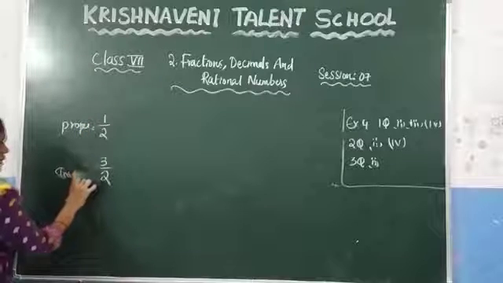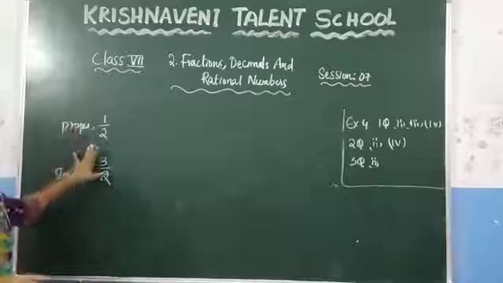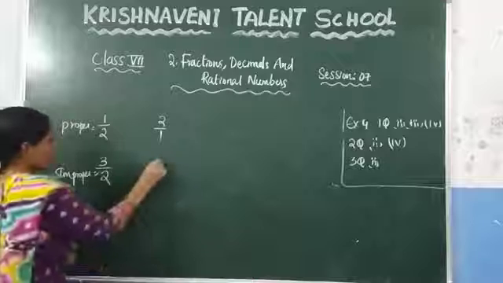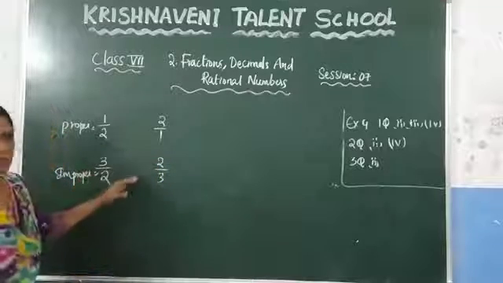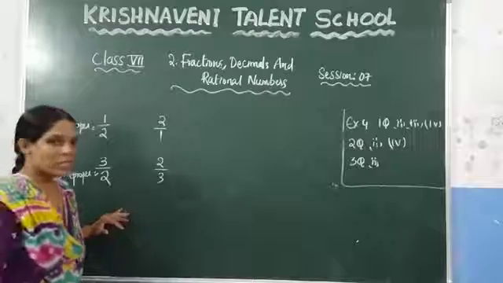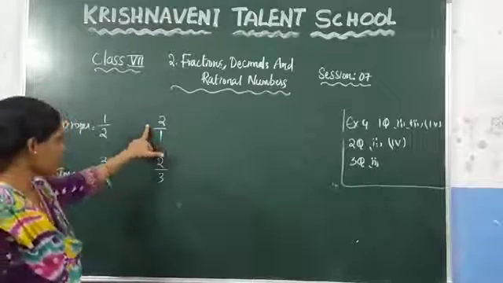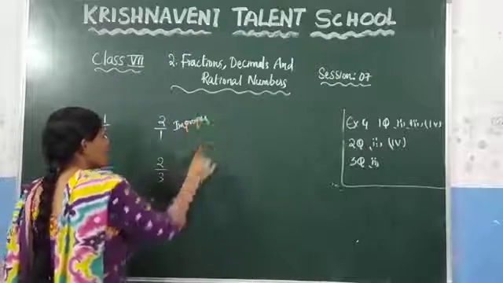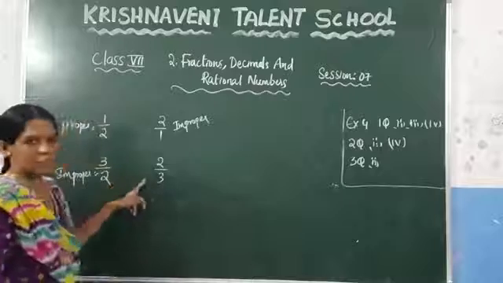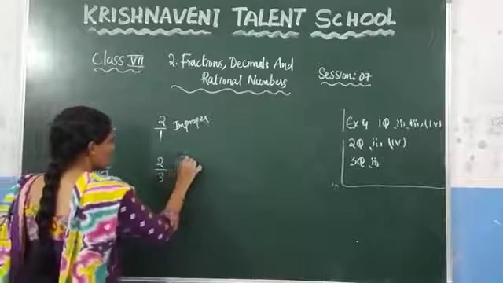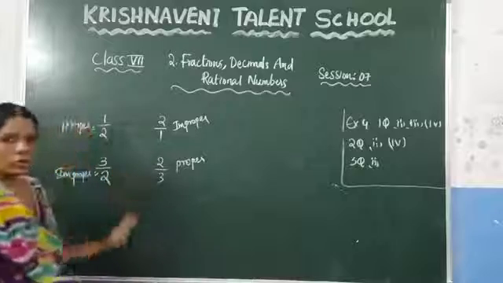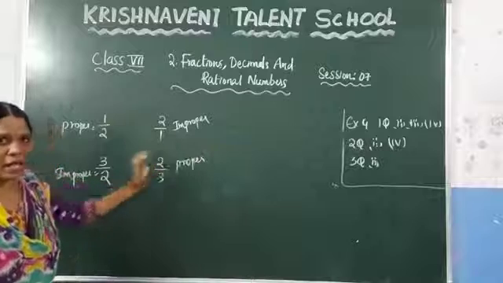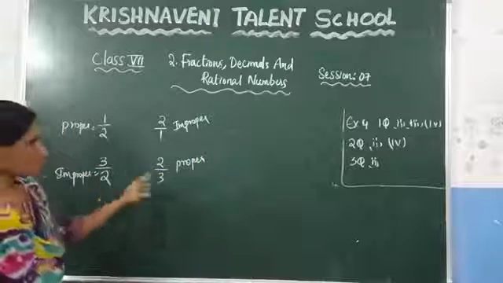If you want to find the reciprocal of a proper fraction, what is the reciprocal of 1/2? Which is nothing but 2/1. And what is the reciprocal of 2/3? Which is 3/2. Here you can observe that it is what fraction? Improper fraction, right? Because here the numerator is greater than the denominator. And this fraction is nothing but a proper fraction. So here you can observe that the reciprocal of a proper fraction is always an improper fraction, and the reciprocal of an improper fraction is always a proper fraction.